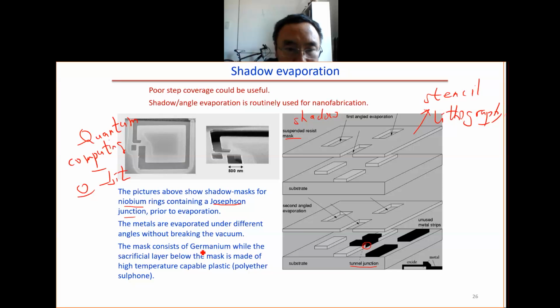On the top is the germanium. Below the germanium film, the mask, inside here, is a polymer called polyether sulfone. This way, when you do the deposition, you can make the Josephson junction for the quantum bit. At the University of Waterloo Quantum Nanofab, we have an evaporator dedicated to this shadow evaporation process.